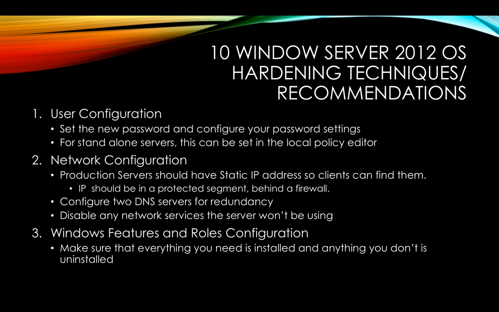Next, you want to go into the network configuration. For production servers, you want to make sure they have a static IP address so that clients will be able to find them. These IP addresses should be behind a protected segment, like behind a firewall of some sort. And for these production servers, you want to configure two DNS servers so that you have redundancy. If one of the domain name servers goes down, the other one is still running, so your clients can still access your servers to do business.